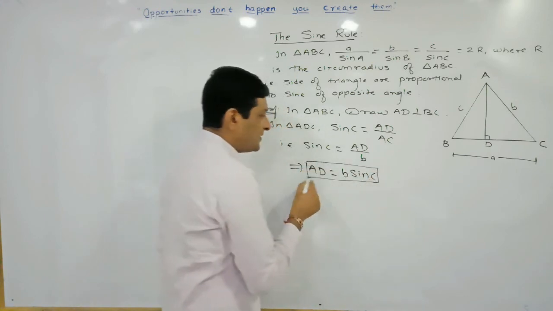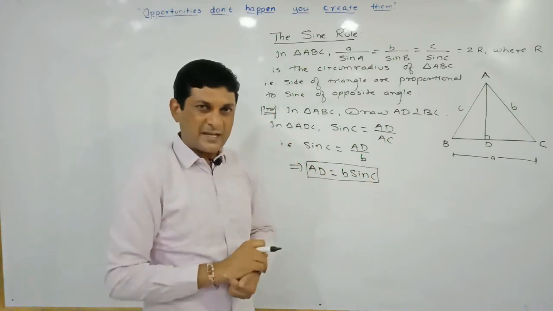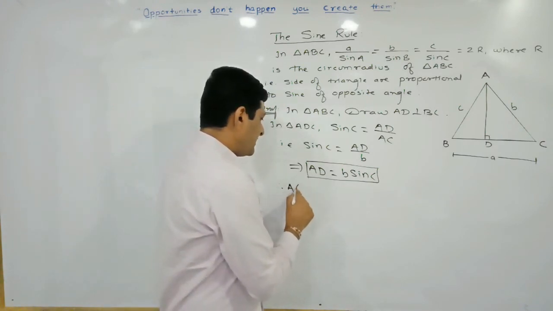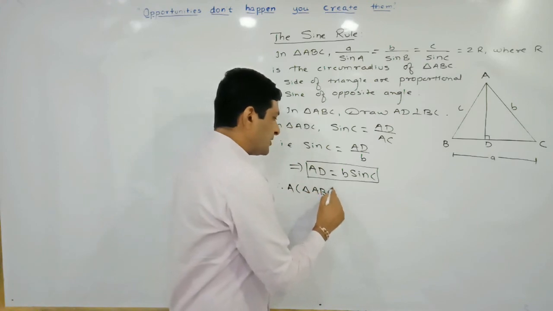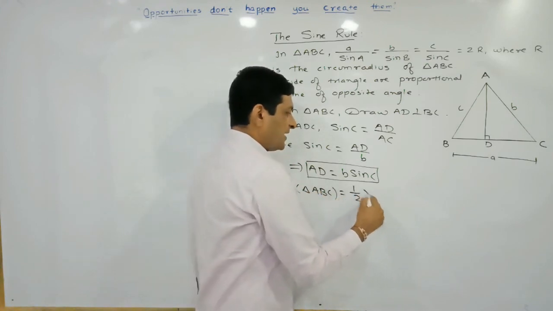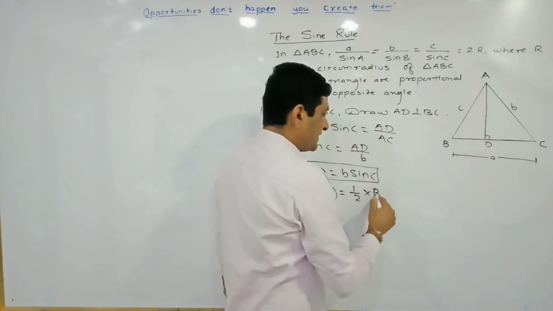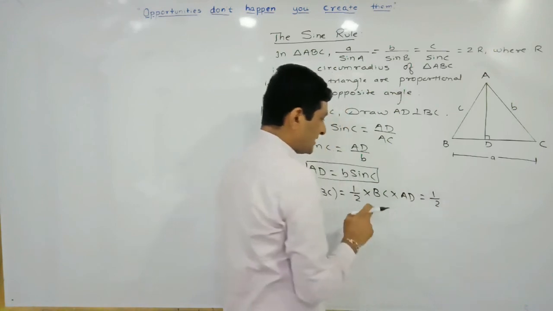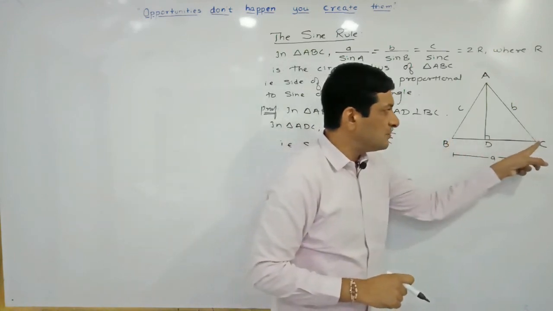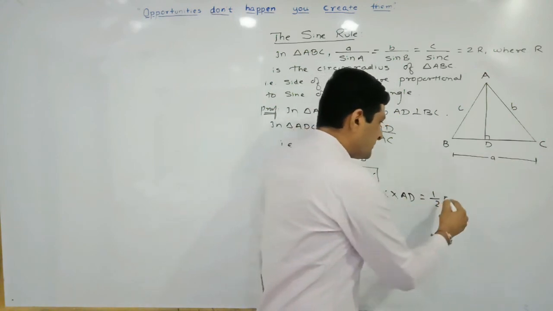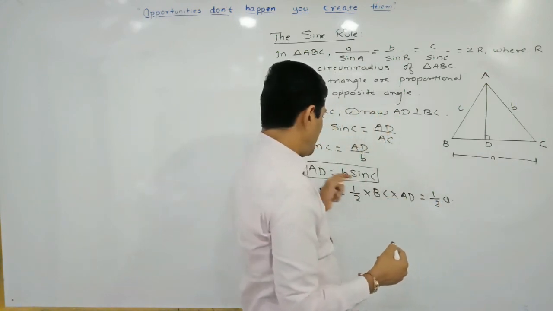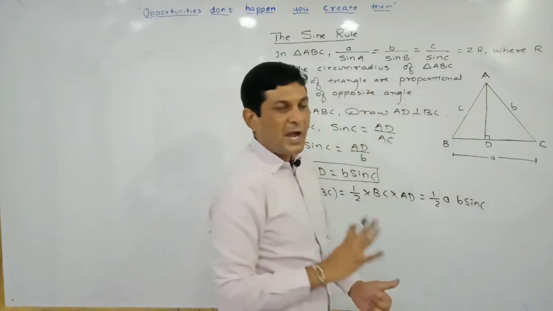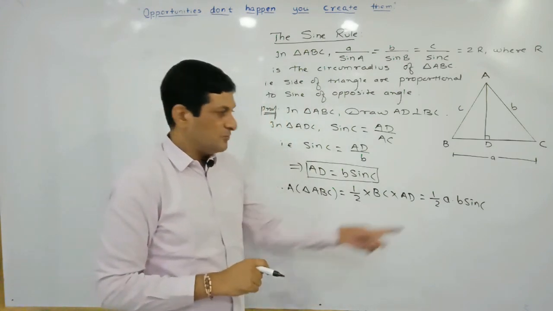This is the value of AD, where AD is nothing but the height of this triangle. From this we are trying to find the area of the triangle. So the area of triangle ABC, what is the formula? Half into base, BC, into height, AD. So it is half, BC is small a, into AD, which is b sin C. Applying the formula for the area of a triangle, we have got this result.